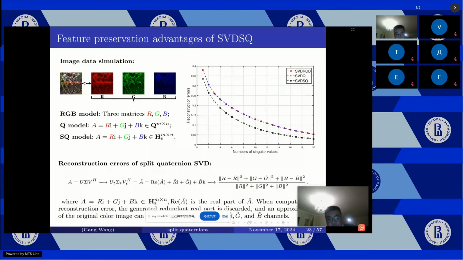From the two experiments, it is evident that the SVD of split-quaternion matrices offers distinct advantages in both computation time and feature preservation. This method serves as an excellent tool for large-scale image recognition, feature reselection, sparse optimization, and other aspects of color image processing.